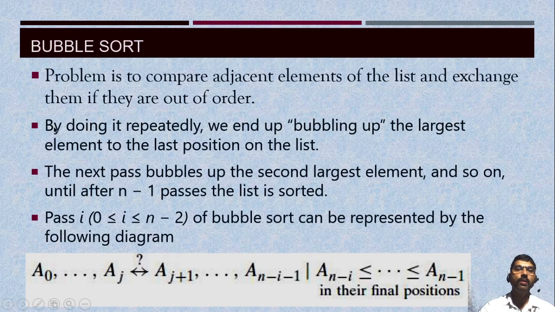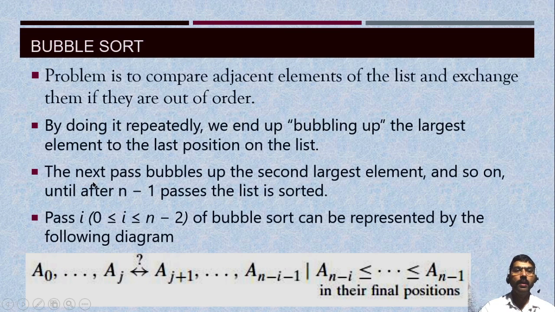When we do this process repeatedly, we end up bubbling up the largest element to the last position in the list. That means when we repeat the same exchange, in one pass we find that the largest element is pushed, or bubbled up, to the last position in the list.